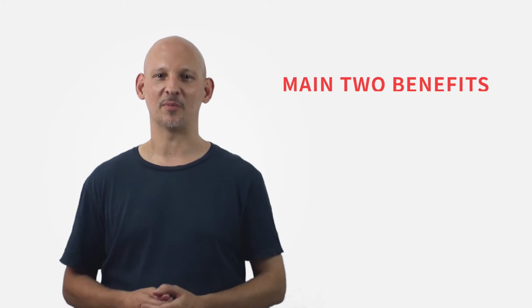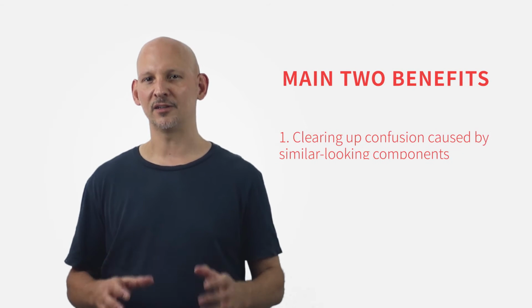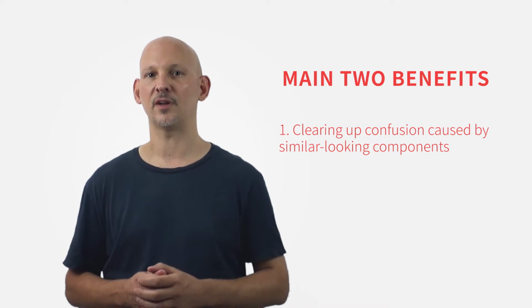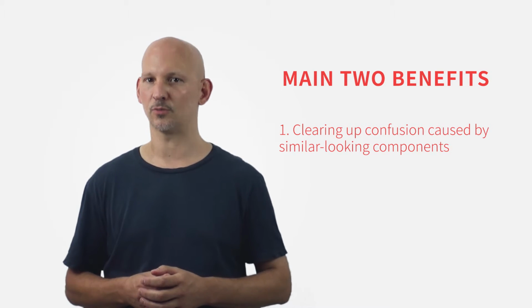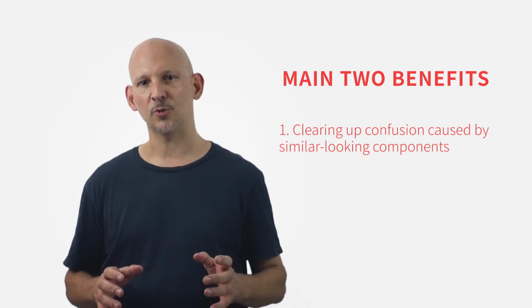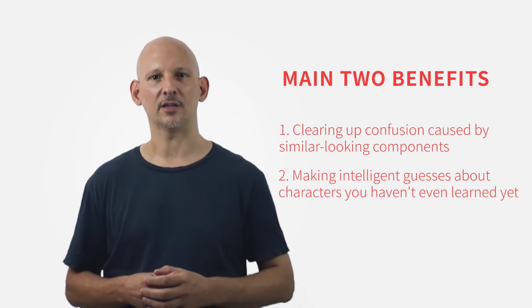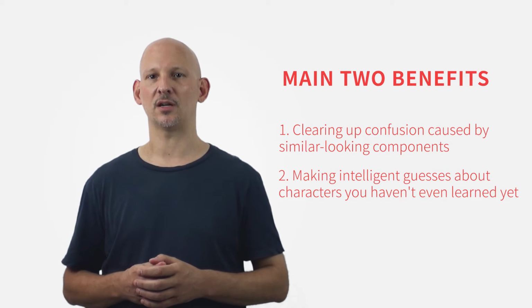The main two benefits I'm going to talk about in this video are clearing up confusion caused by similar looking components by using an understanding of how the sound system of Chinese characters works. Benefit number two, I'm going to show you how to make intelligent guesses about characters you haven't even learned yet when you meet them in a meaningful context. Benefit number one, if you learn characters by using our system, you'll be able to clear up some confusion about similar looking components, such as these two.